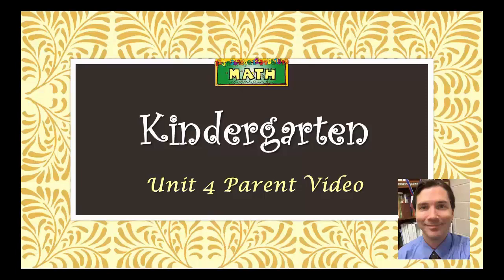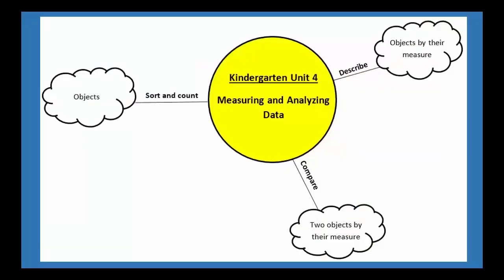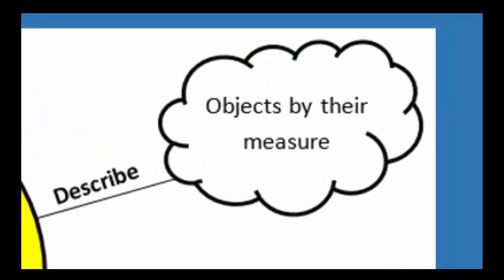Today we are going to discuss the components of the Kindergarten Measuring and Analyzing Data unit. In this unit, students will describe and compare measurable attributes of objects. Let's take a look at the standards. In this unit, students will describe objects by their measure.